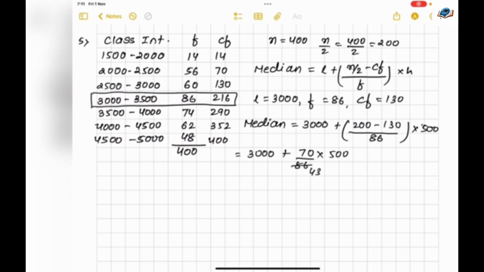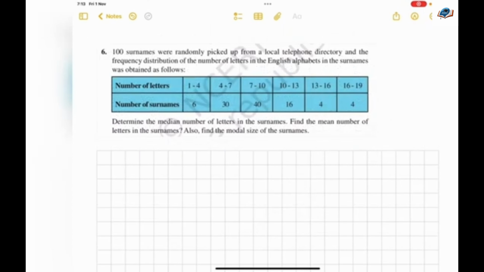If I cut, I will get 43 and 250. So 3000 plus 17500 upon 43. If I divide it, I am getting 406.9. So my answer will be 3406.